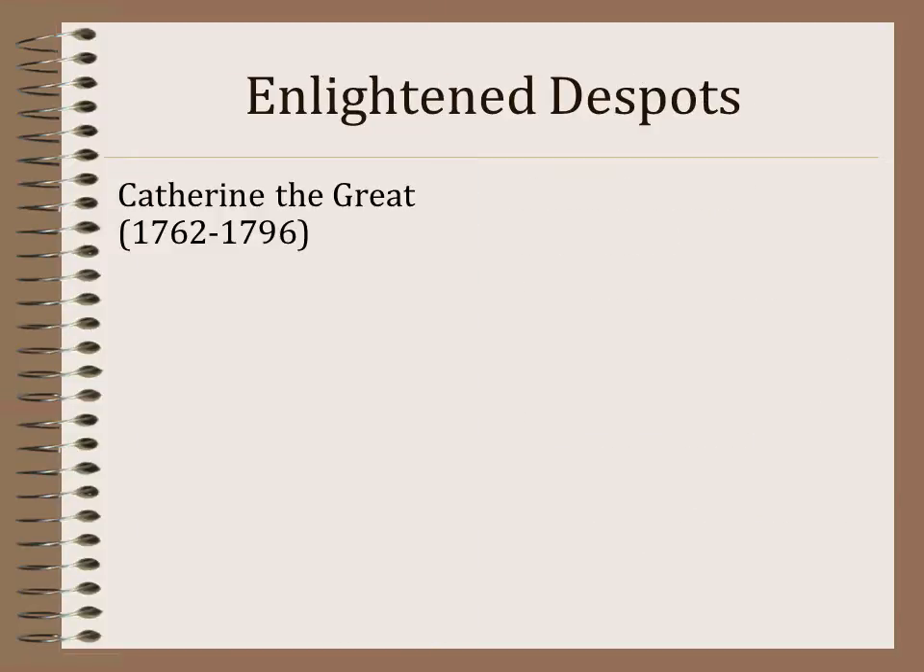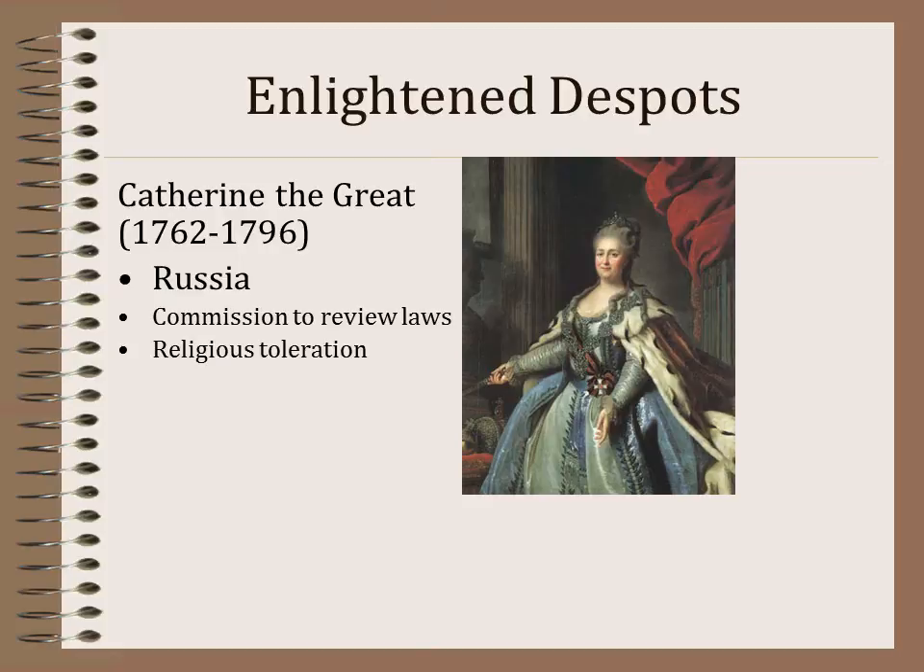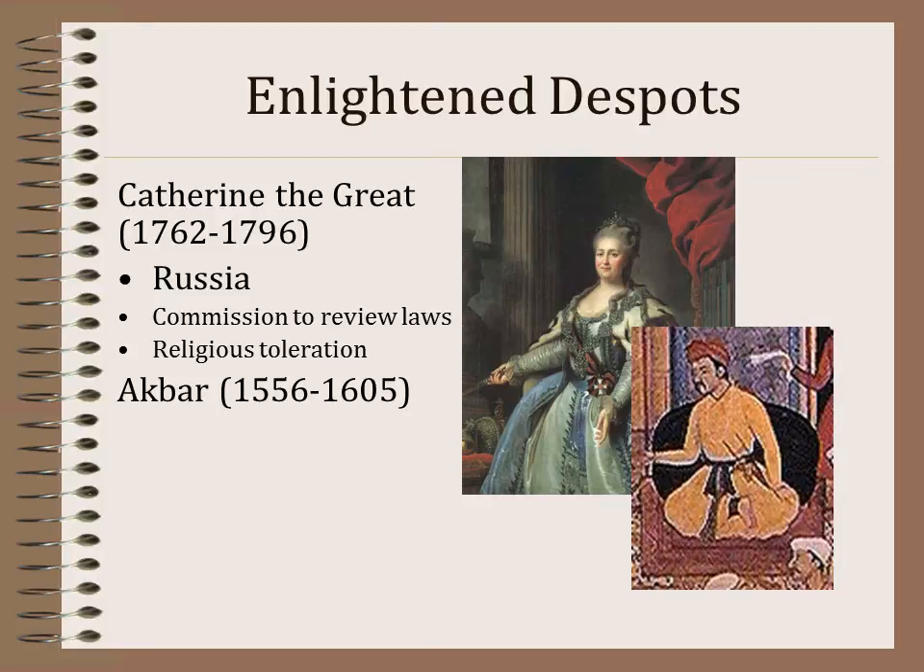Enlightened despots were those who used some ideas of fairness and equality in their methods of ruling. So Catherine the Great earns the title of enlightened despot, even though she didn't do much to change the laws of Russia. She did create a commission which got to look at the laws before they were enacted, and was more tolerant of other religions, which is different from most of the absolute monarchs.